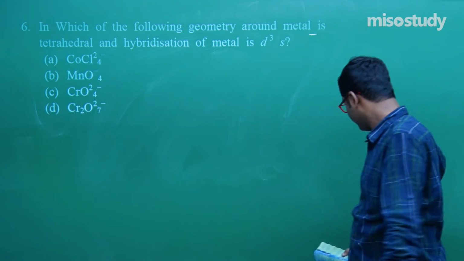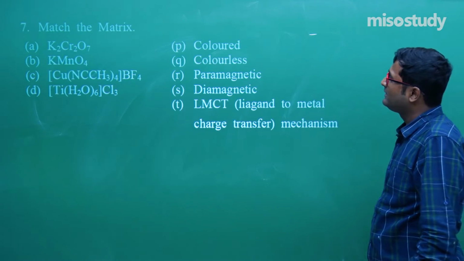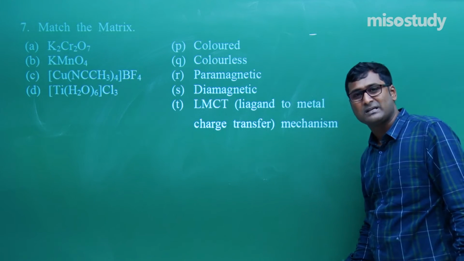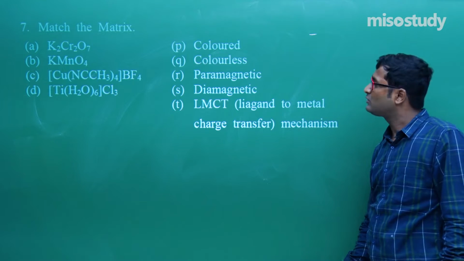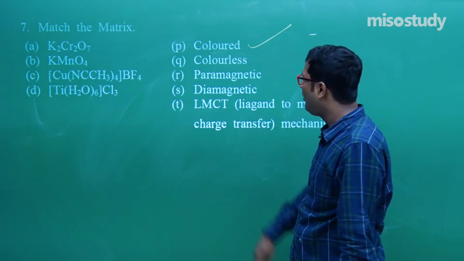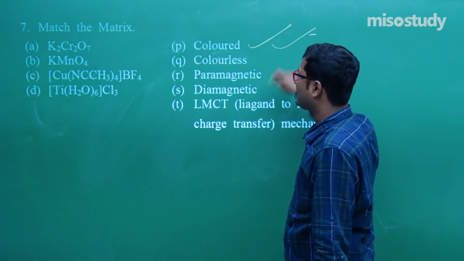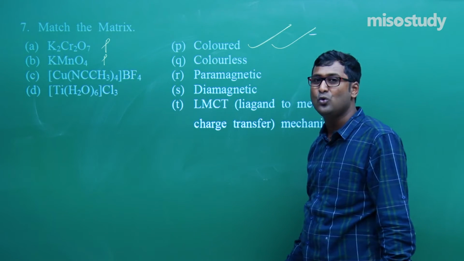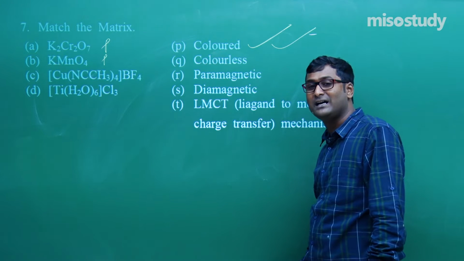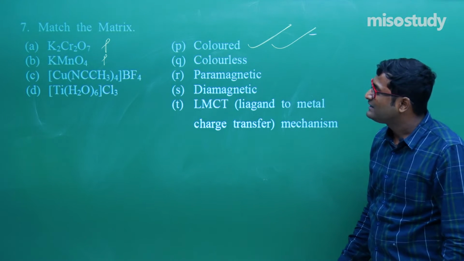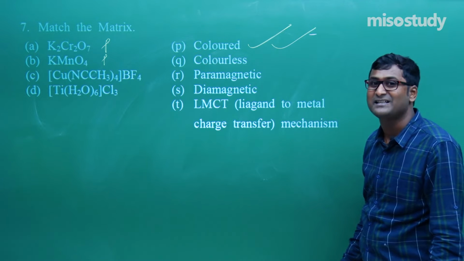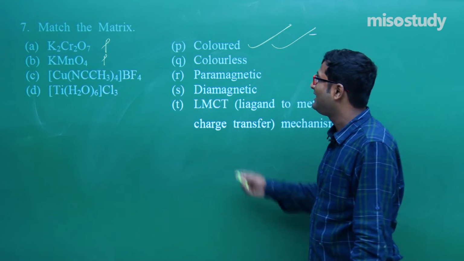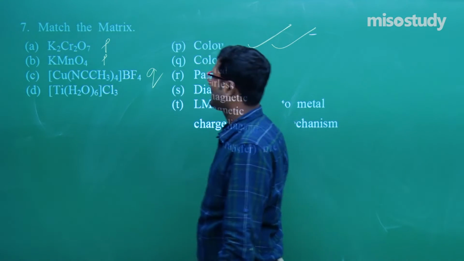Give me a few seconds. Now the next question is to match the columns. Look at K2Cr2O7. As I told you, K2Cr2O7 is colored, so P is correct. As we know, KMnO4 is also colored, so for KMnO4, P and color. As we know, this is a Cu compound, Cu and Zn. Generally here Cu is in the +1 oxidation state, that is 3d10, with 4s0. Due to complete filling, it is colorless. So Q is the correct option.